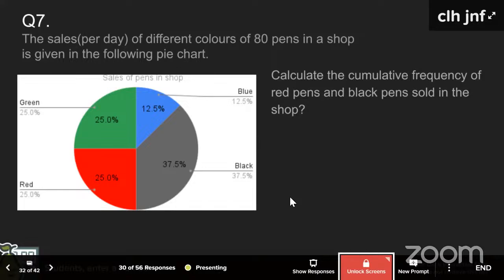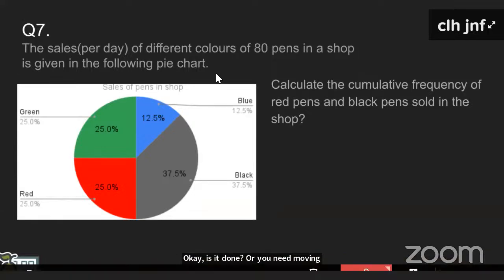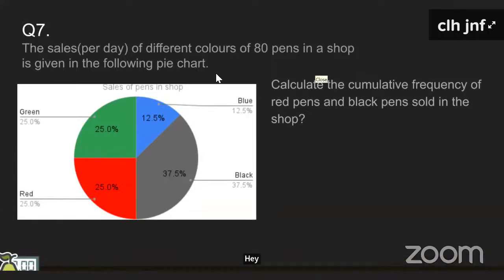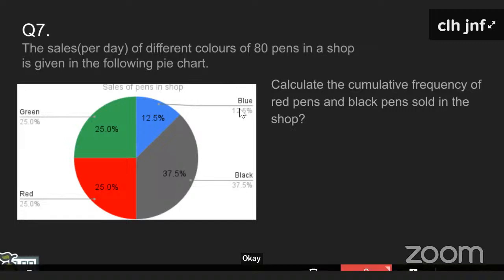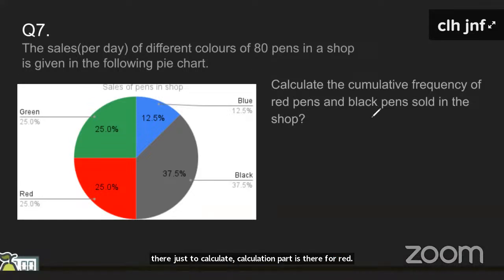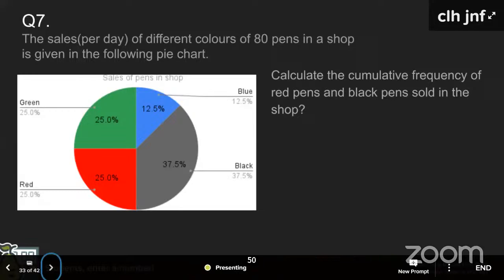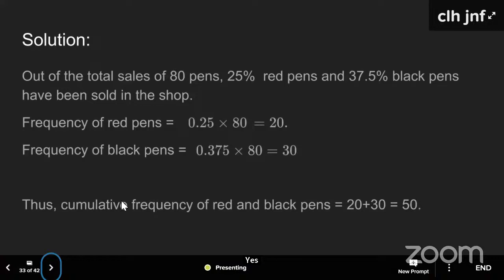Is it done or do you need more time? Done. Okay. See here again the same thing is there, just a calculation part. For red pens you have 25%. You have to calculate 25% of the 80, and for black pens you have to calculate 37.5% of the 80 pens and just add it. That's it. So what number did you get? 50, ma'am. Great, the same.